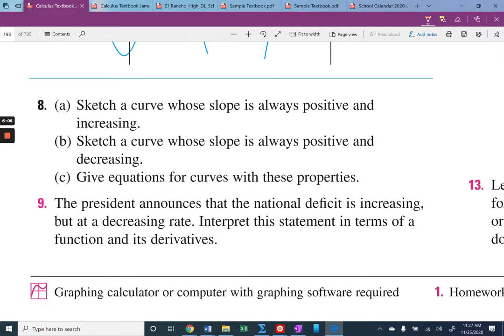The president announces that the national deficit is increasing. So the function we're talking about here is the national deficit. This is f. If you don't know exactly what this is, it doesn't really matter. It's just a measure of basically the debt that the country's in. It's increasing. So if the function is increasing, then I know its derivative is going to have to be greater than 0. And it's increasing at a decreasing rate.